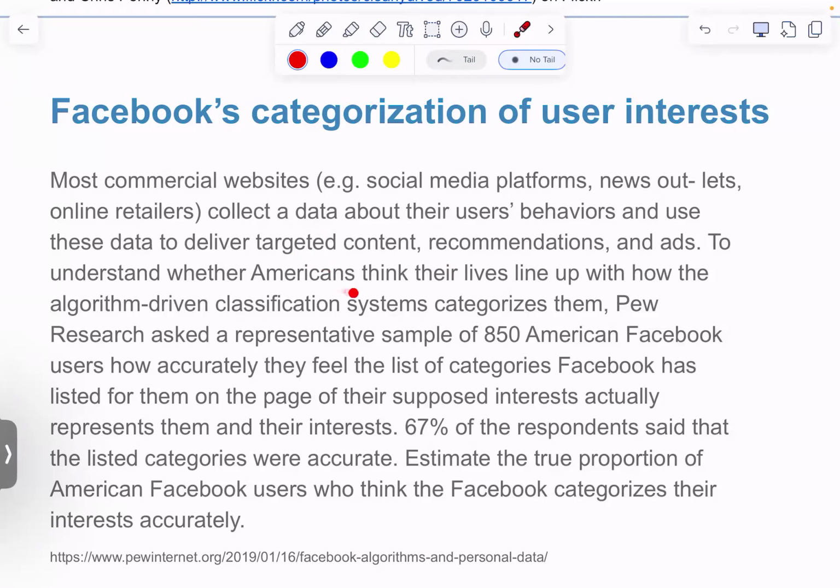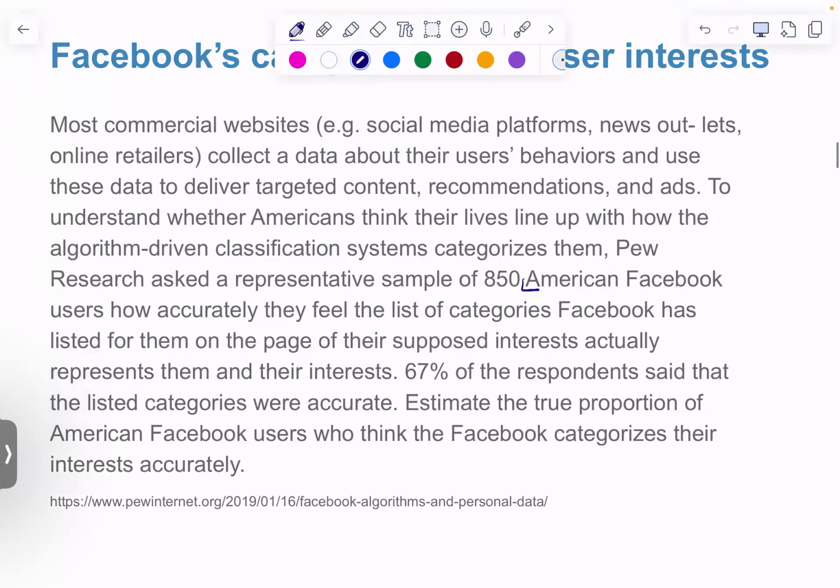And so to understand whether Americans think their lives line up with how the algorithm-driven classification system categorizes them, Pew Research, which is a huge research firm in the States, asked a representative sample of 850 American Facebook users. So that's going to be our population of interest. How accurately they feel the list of categories Facebook has listed for them on the page of their supposed interests actually represent them and their interests.